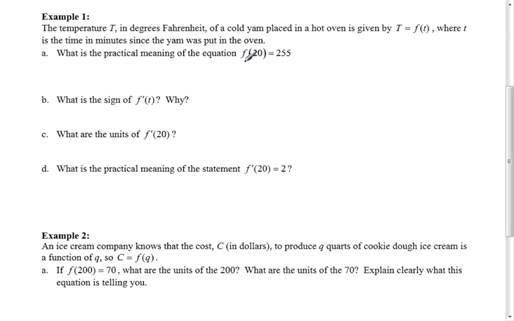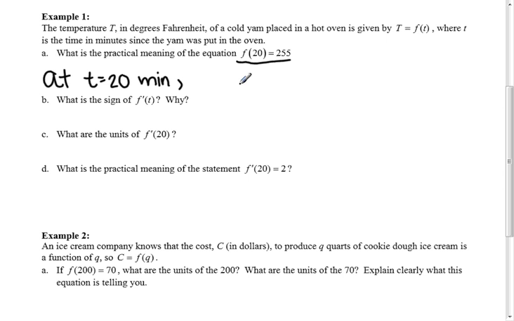So what does this mean, f of 20 equals 255? Well, T is our time, so when we write this, we're going to try to use the same format for each one. At T equals 20 minutes, and it's important to put all these units in here. At T equals 20 minutes, comma, what does that 255 mean?